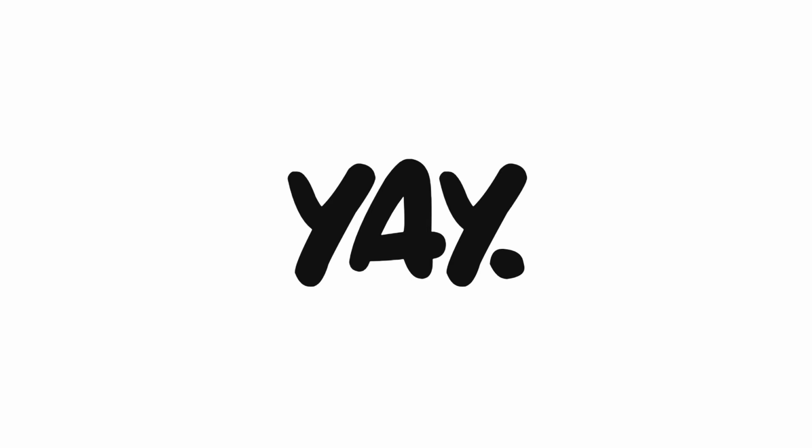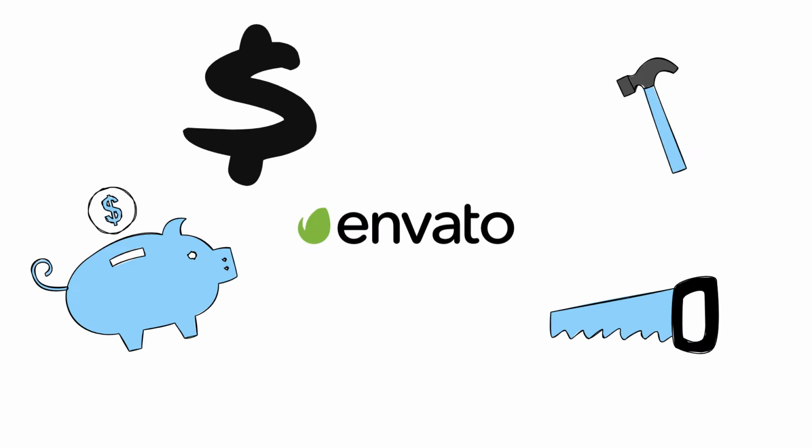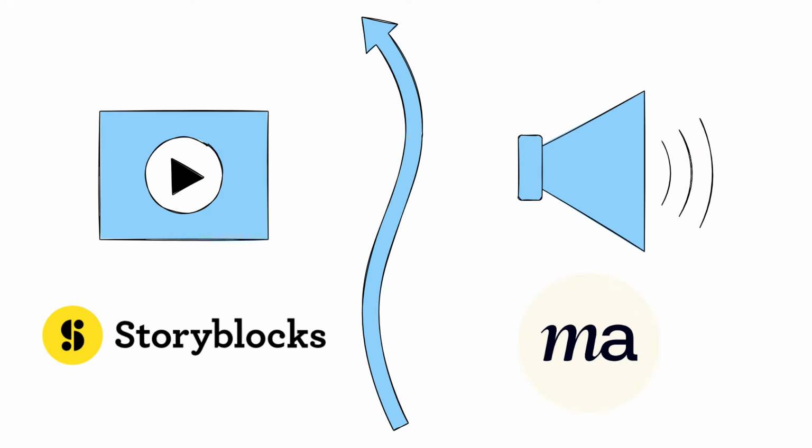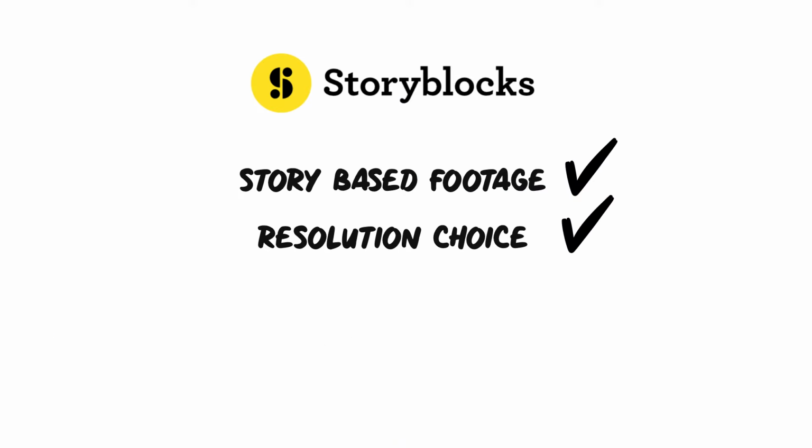Okay, so there you have it. If you're looking for the best price and the most assets, check out Envato Elements. If you're more heavy on video and audio, you can go middle of the road and check out Storyblocks or Motion Array. Now, Storyblocks had that story-based footage, which is really helpful. It also has that multiple resolution option for file size, which is going to help you a lot if you're doing a lot of video.